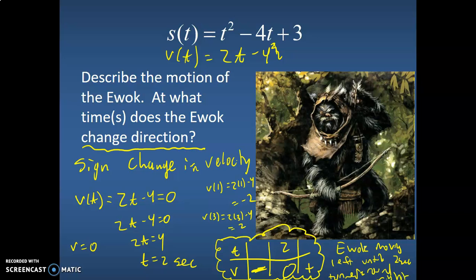I know this is hard to read. So the Ewok was moving left, negative velocity, until 2 seconds. He turned around and started moving right after that.